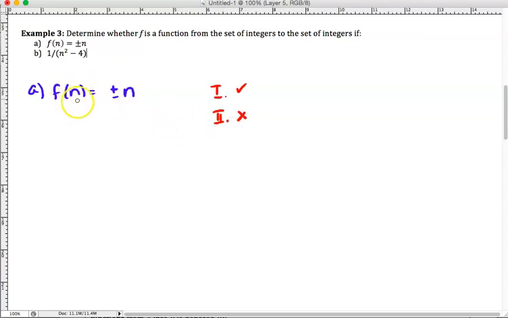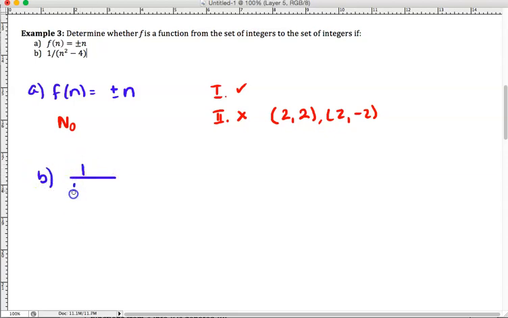Because if I put an integer as my input, then I could either get the positive or the negative of that integer. So for example, if I put in 2, I could get positive 2, or I can get negative 2. So that breaks the condition that for each x, there needs to be a unique y associated with it. Okay, so this is not a function. All right.